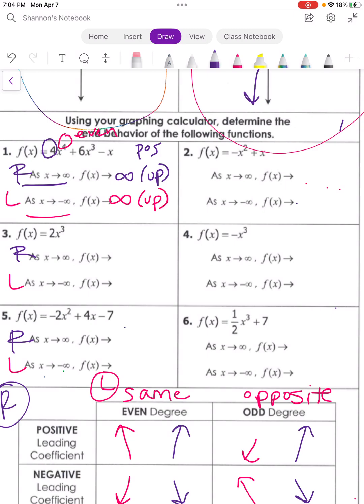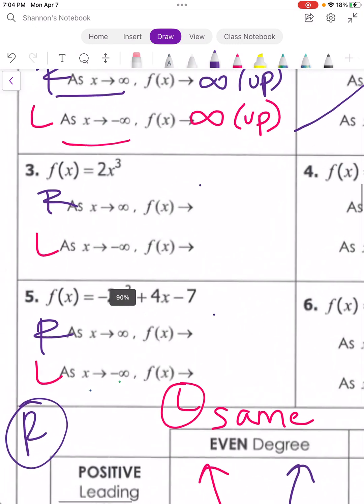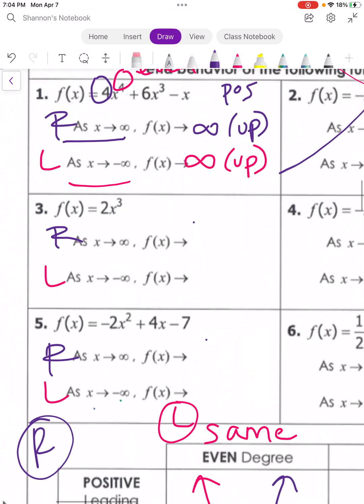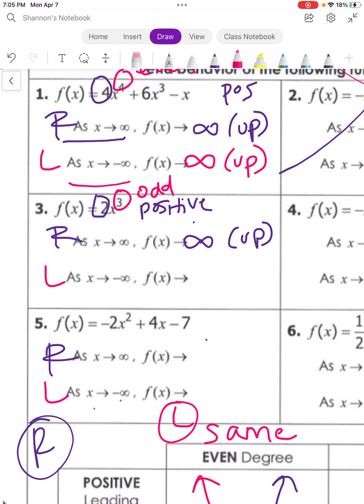Looking at number 3, the leading coefficient is 2, which is positive. So that means the right side goes to infinity or goes up. The degree is 3, which is odd, so they're going to go opposite directions. So the left side is going to go down or to negative infinity.